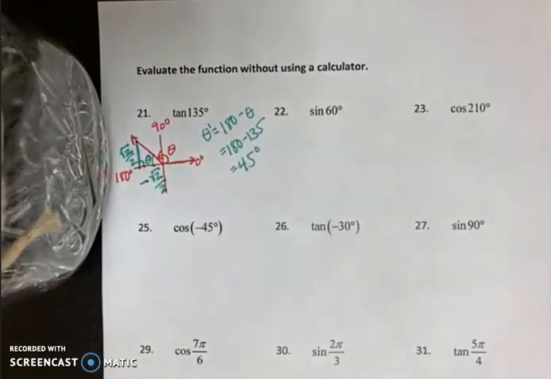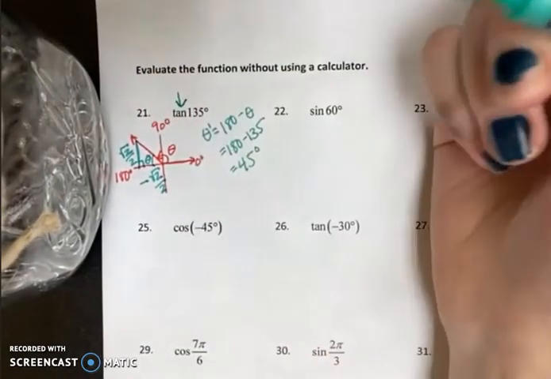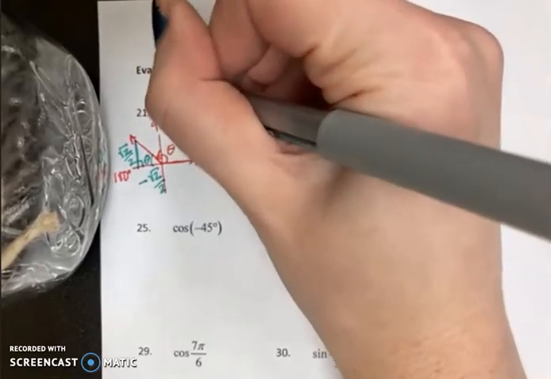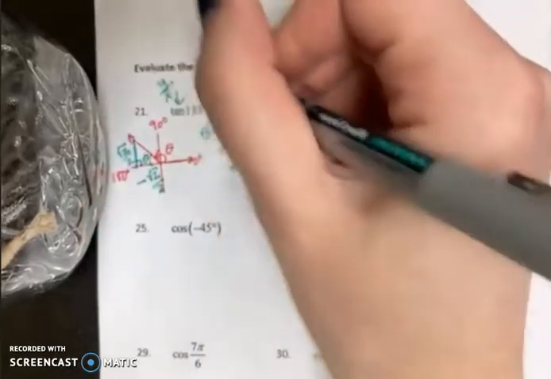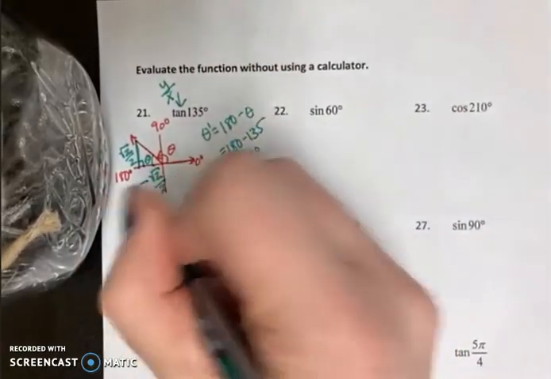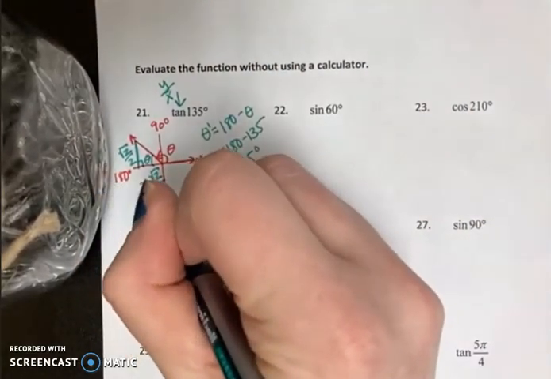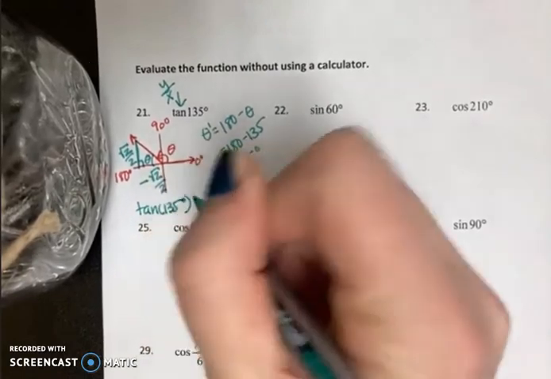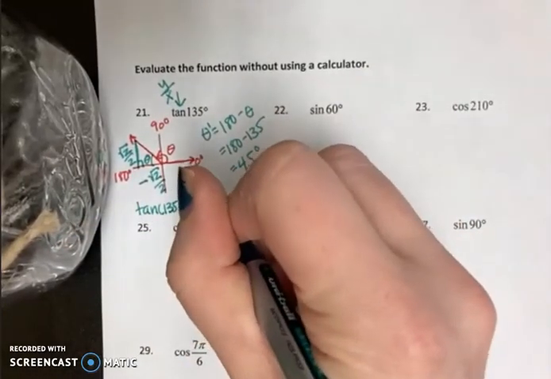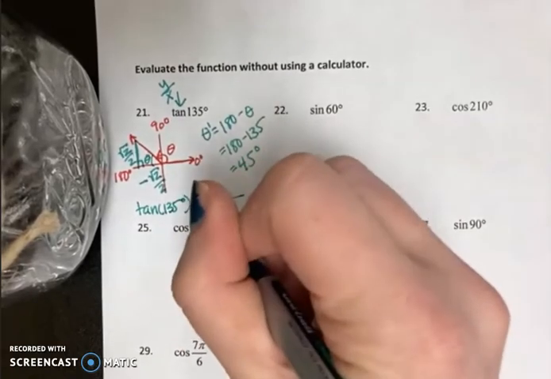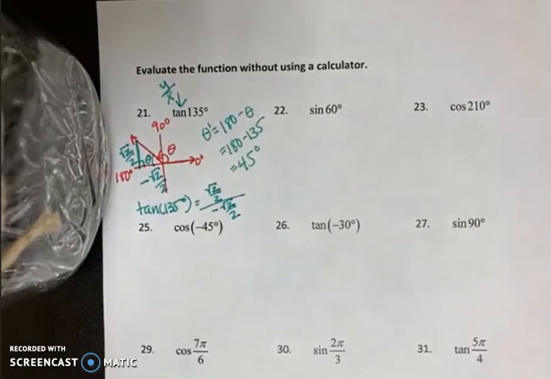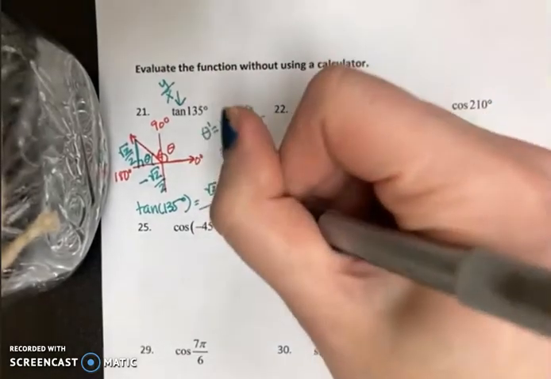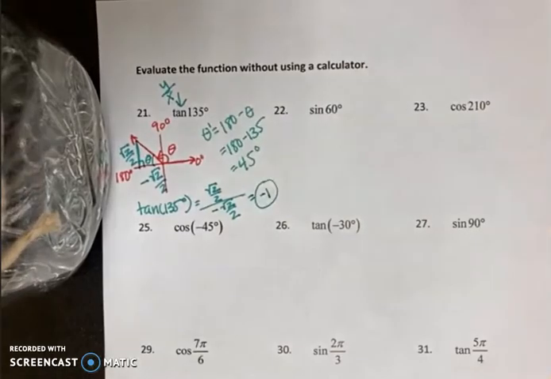Now, it asked for tangent of 135. Remember, tangent is y over x. Tangent of 135 is equal to the y value, which is positive root 2 over 2, over the x value, which is a negative root 2 over 2. Anything over itself is just 1, but there's a negative sign, so that's negative 1.